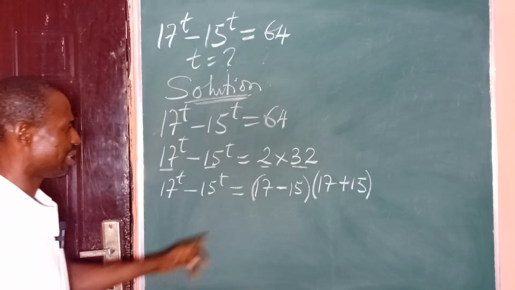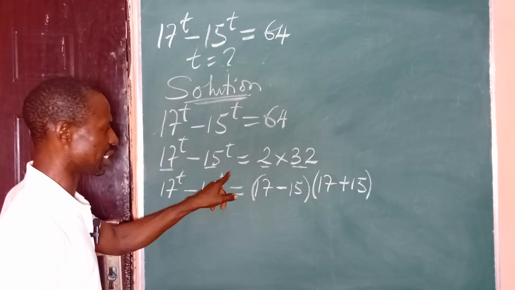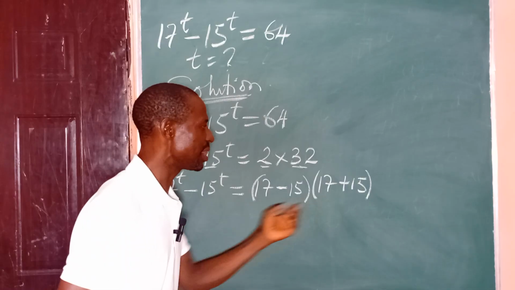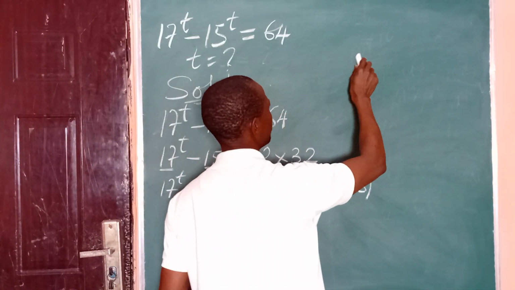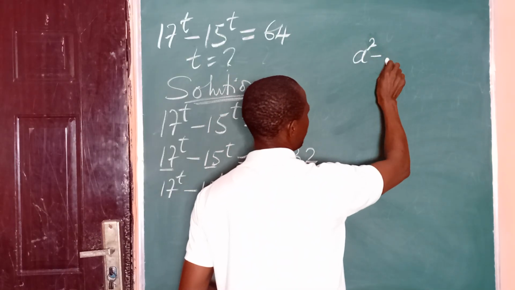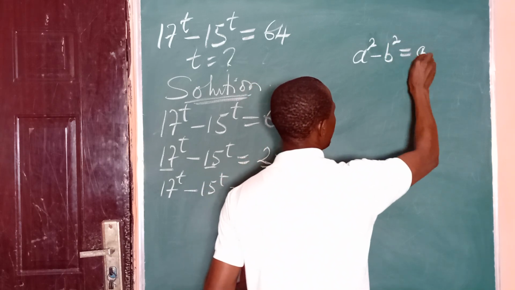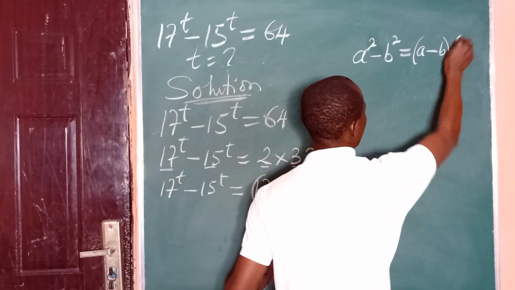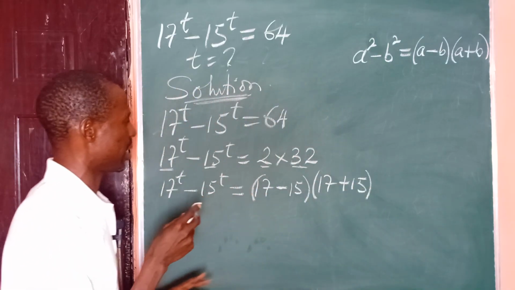So what we do here, recall we are having 17 to the t minus 15 to the t. What comes to mind is difference of two squares. So what does the law of difference of two squares say? It says that when you have a squared minus b squared, this is equal to a minus b in brackets, times a plus b. This is what we call difference of two squares, right?